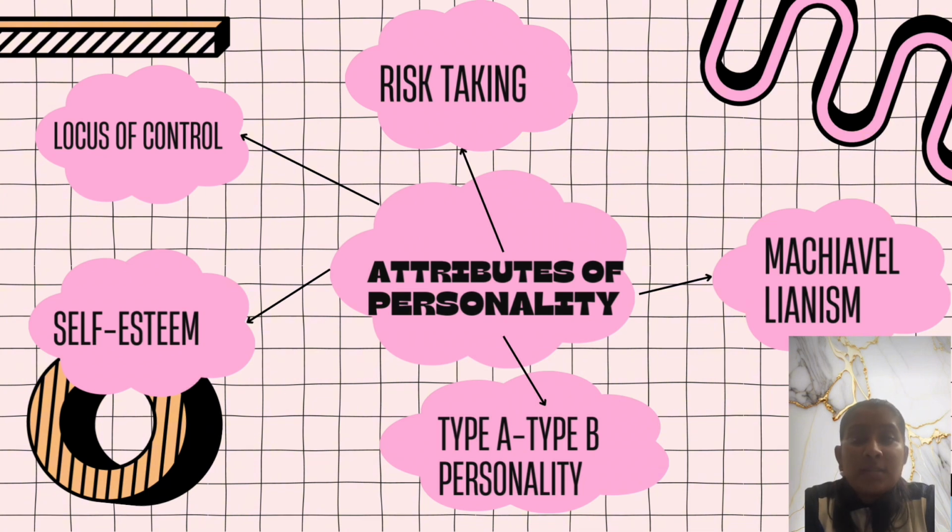The second one is Machiavellianism. It refers to the degree to which an individual is practical in his approach, maintains an emotional distance from others, and believes that ends justify the means.